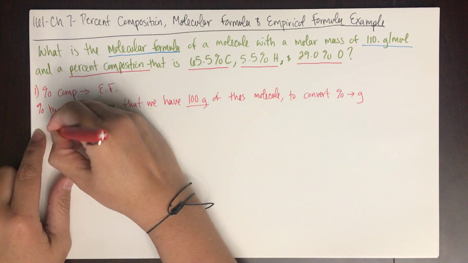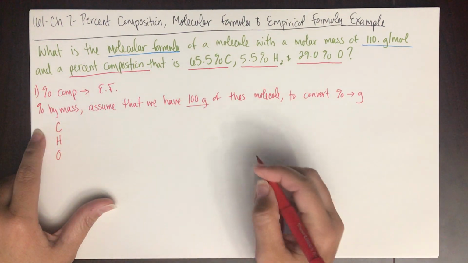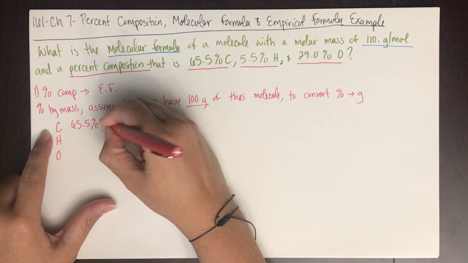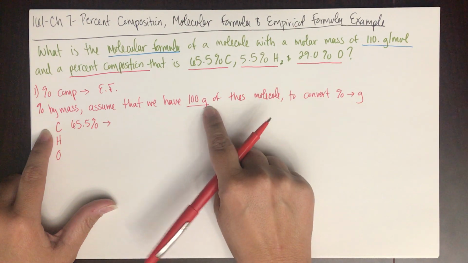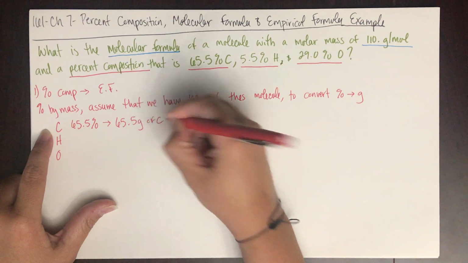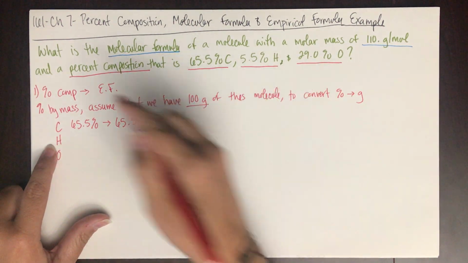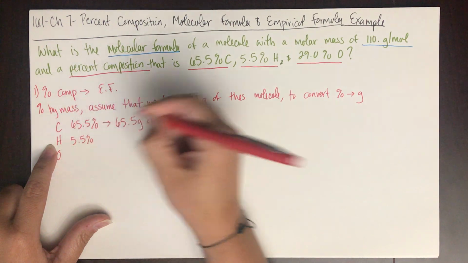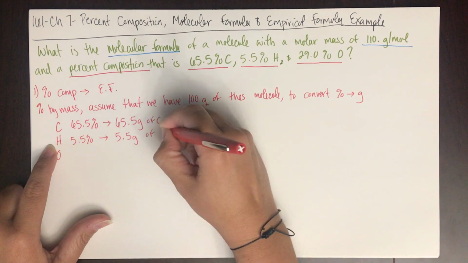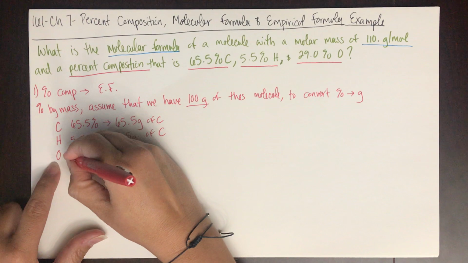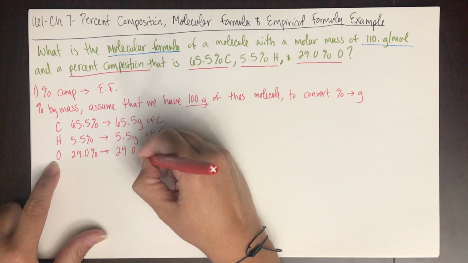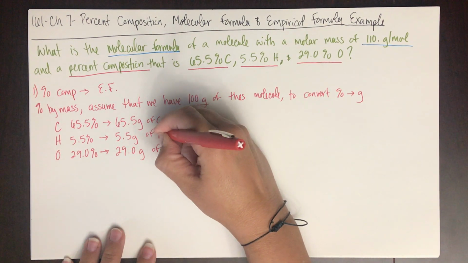So I'm going to just write down what we have. I have carbon, I have hydrogen, and I have oxygen. I have 65.5% carbon, which means if I had 100 grams, I would have 65.5 grams of carbon. If I had 5.5% hydrogen, that means I would have 5.5 grams of hydrogen. If I had 29.0%, that means I would have 29.0 grams of oxygen. I wrote carbon there, I meant hydrogen here.